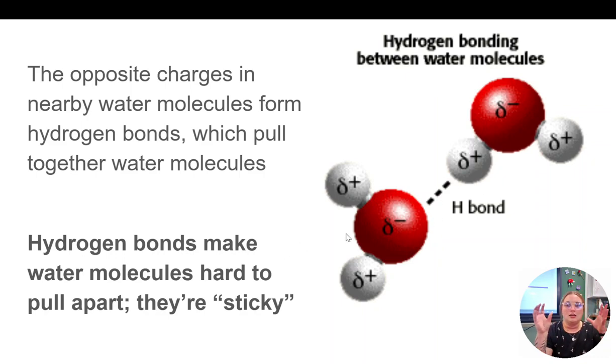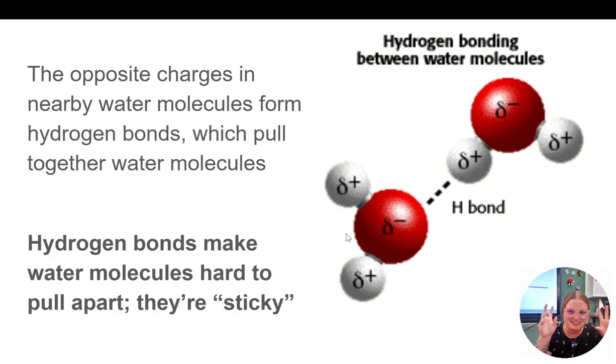Now, we have millions of tiny water molecules in just a droplet of water, right? We can't see them. They are molecular. We don't see this even with a microscope, right? So we have millions of trillions of billions of water molecules in just a tiny drop of water, right? And these water molecules are hard to pull apart.